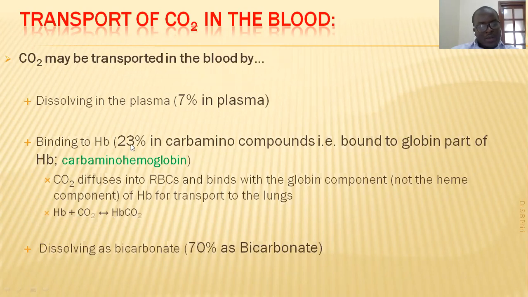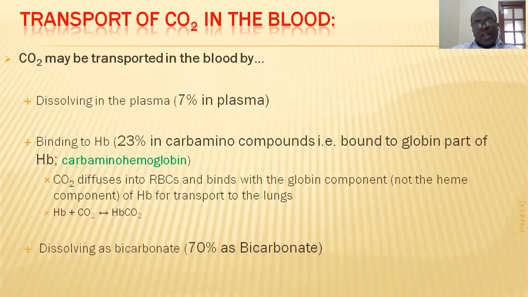So this is a 23% and the 7%. If you add 23 plus 7, it will give you 30%. So it means, what about the other 70%? So the 70% of carbon dioxide is transported as dissolved bicarbonate in plasma. So some of this carbon dioxide, it will enter the red blood cell.